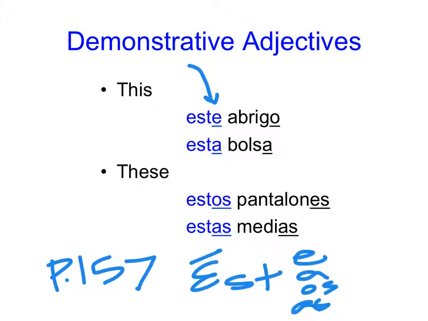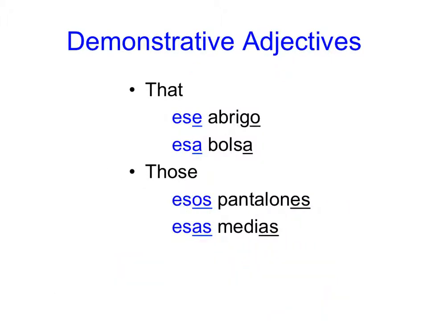And then we have those, that and those. No T's, just this and these. Ese, esa, esos, and esas, depending on the number and gender of the noun. Not whose coat it is, not who's wearing those pants, just the pants. Esos pantalones. Demonstrative adjectives.